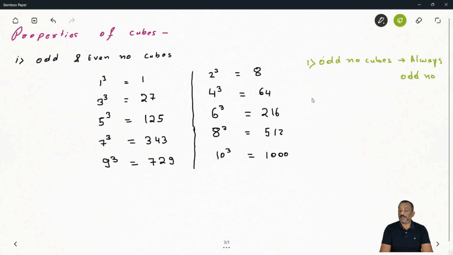Now second one, even number cube. Like the cube of 2 you are seeing 8 comes, the cube of 4 is 64, the cube of 6 is 216, the cube of 8 is 512. So even number cubes, always you will get an even number. Hope you getting? So always an even number.